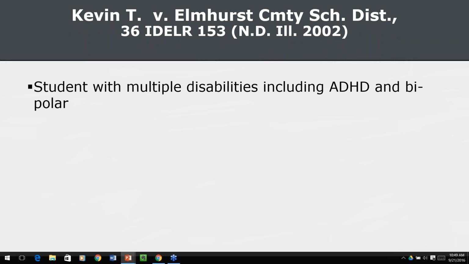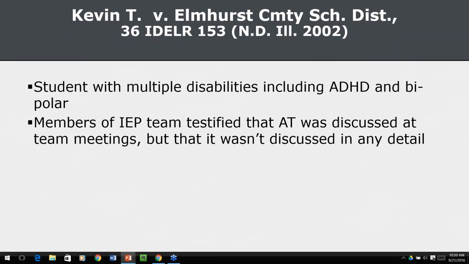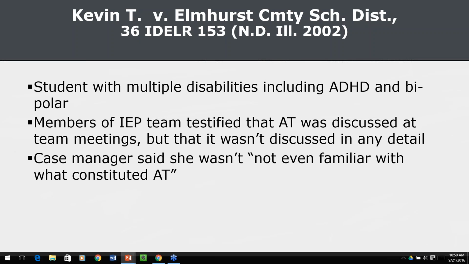This Elmers case is a case from Illinois, went all the way up to district court in the federal court system. This is a student who was multiply disabled, ADHD, bipolar. The team said that AT was discussed at team meetings, but not in detail. I suspect that they came to the box checking and kind of said, does he need it? Nope, nope, nope. Okay, let's move on.